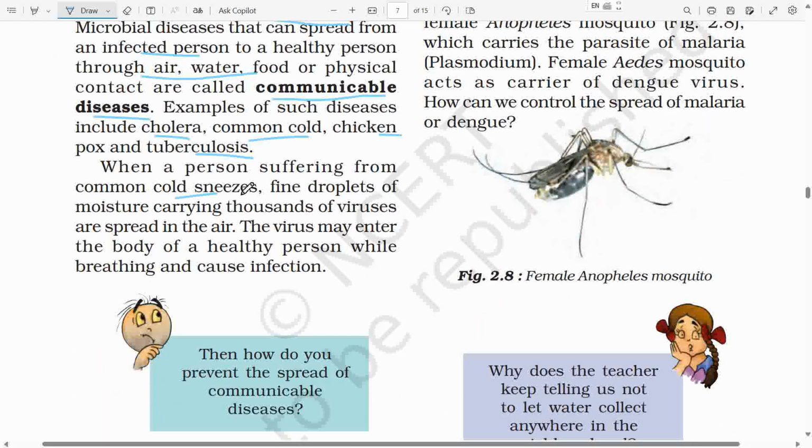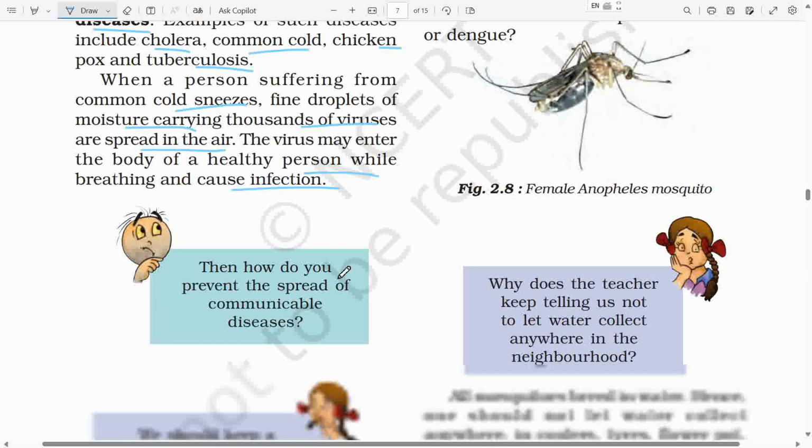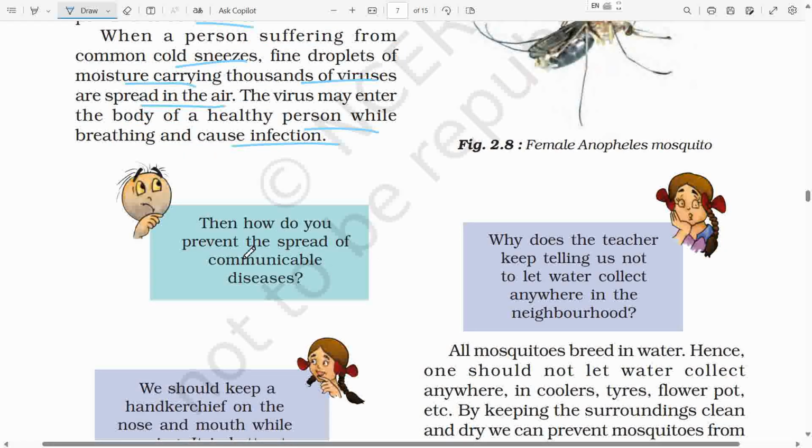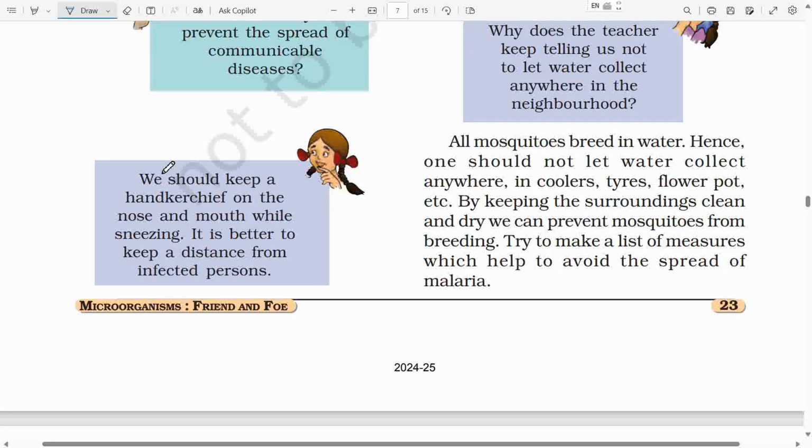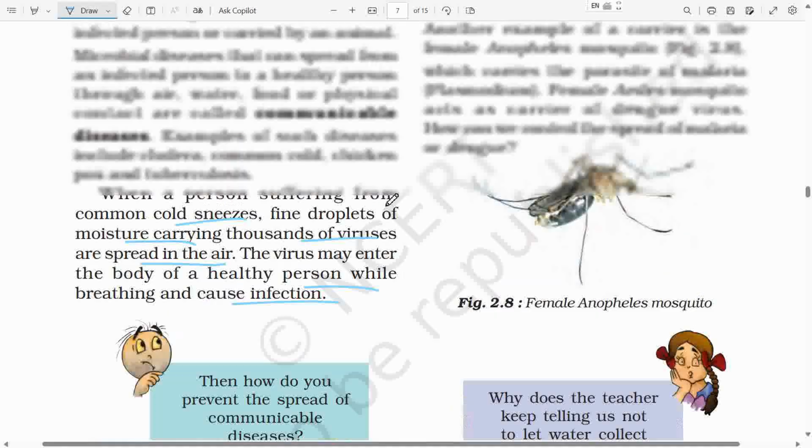When a person suffering from common cold sneezes, fine droplets of moisture carrying thousands of viruses are spread in the air. The virus may enter the body of a healthy person while breathing and cause infection. Pujo becomes concerned and asks, "Then how do you prevent the spread of communicable diseases?" Paheli answers, "We should keep a handkerchief on the nose and mouth while sneezing. It is better to keep a distance from infected persons."